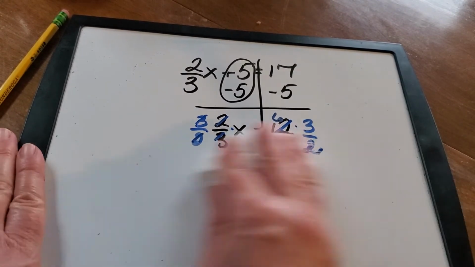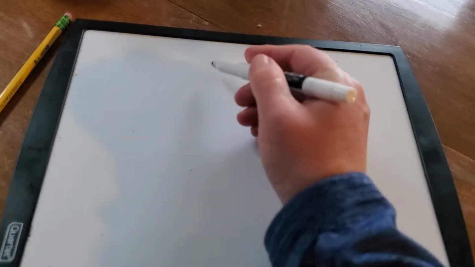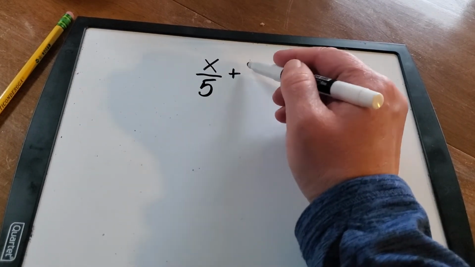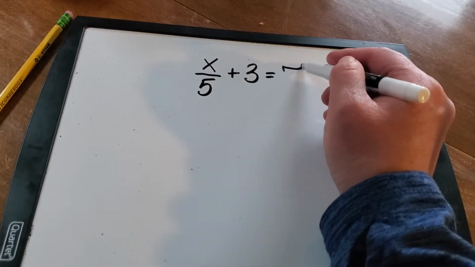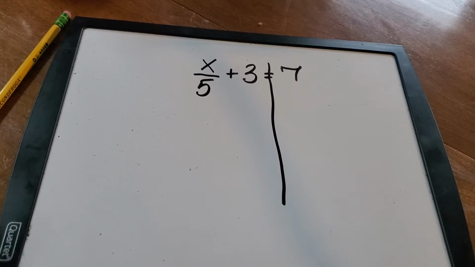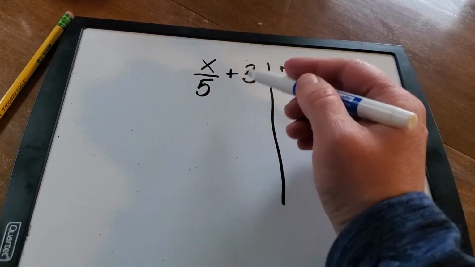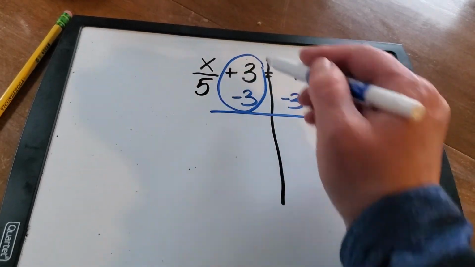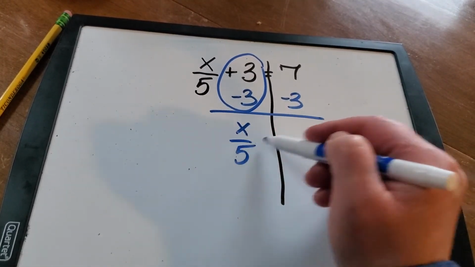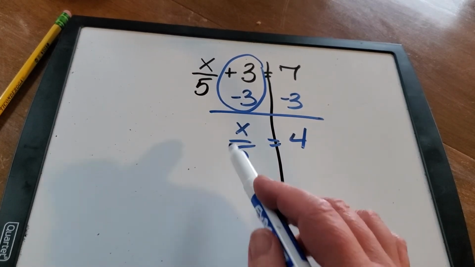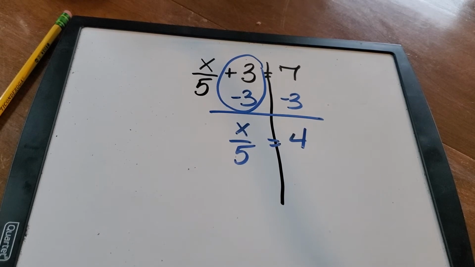So let's do one more equation. Because I know when people see an equation that looks like this, x divided by 5 plus 3 equals 7, they really struggle with what to do with that x divided by 5. So again, get rid of the plus 3 by subtracting 3. Now you're going to have x divided by 5 equals 4. Now you could get rid of that divided by 5 by doing the opposite, which is multiplying by 5.